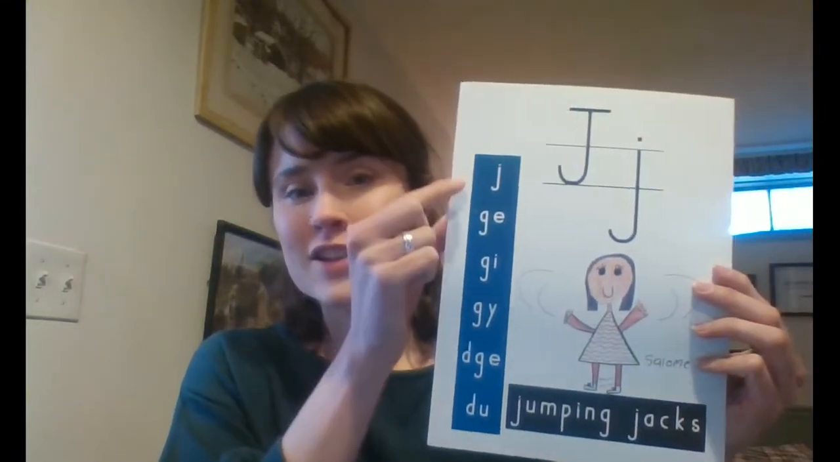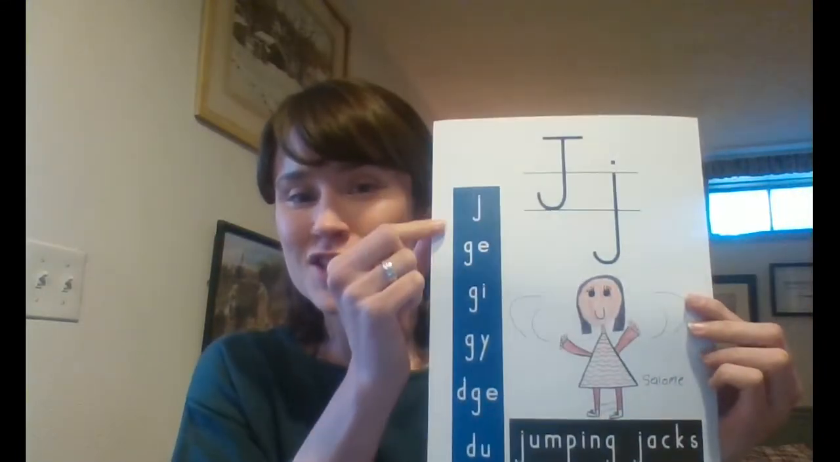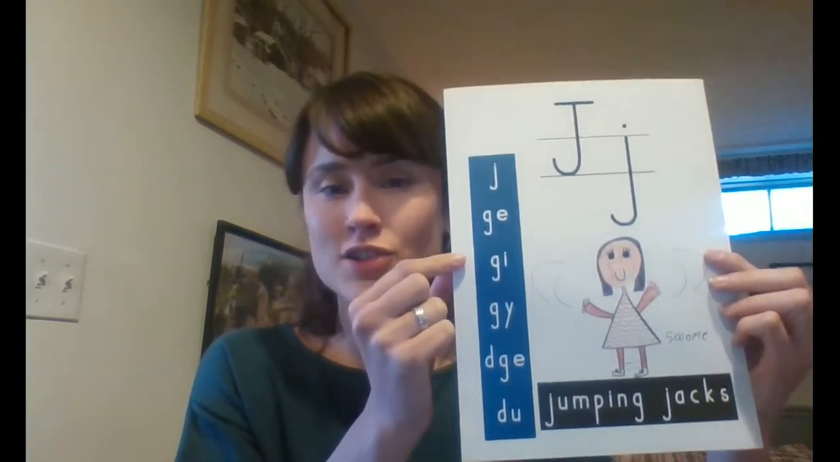And here are consonant ones we're going to review today. Jumping jack, jumping jack. J says J. G-E says J. G-I says J. G-Y says J. D-G-E says J. D-U says J.